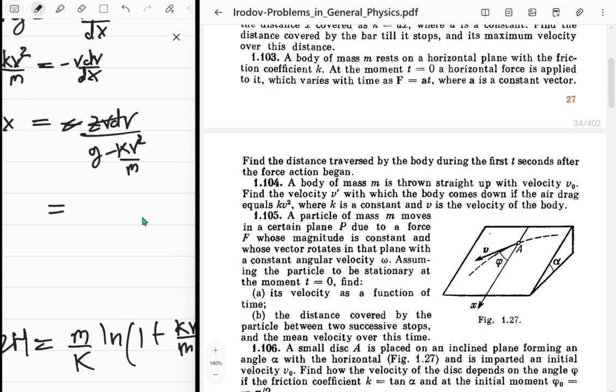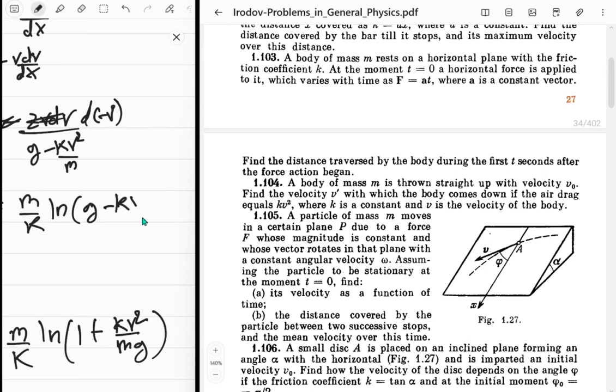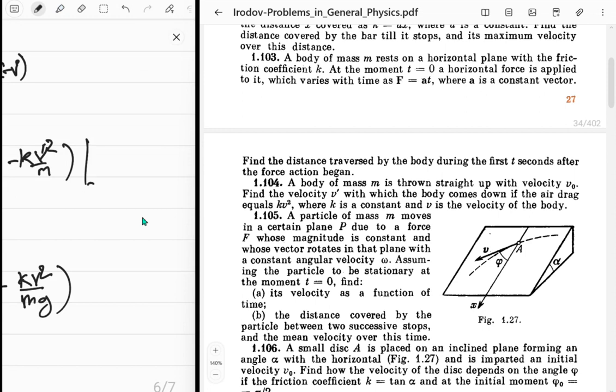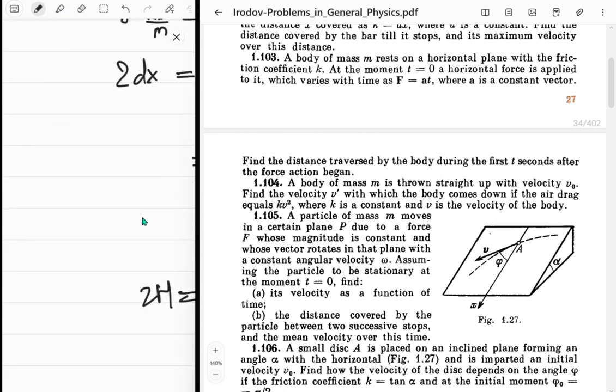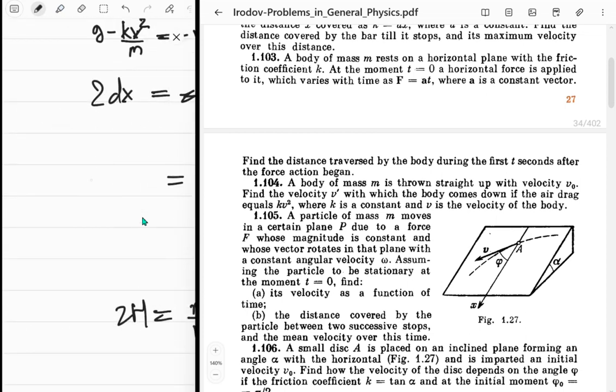So this is like d of negative v squared. So then we have to divide by that, m upon k, natural log of this thing, g minus k v squared upon m. It goes from where to where? Initially it's at 0. Finally it's at the negative v dash. Keep in mind negative, because it's going down. And then x goes from, well, it's always positive, so it goes from capital H to 0.